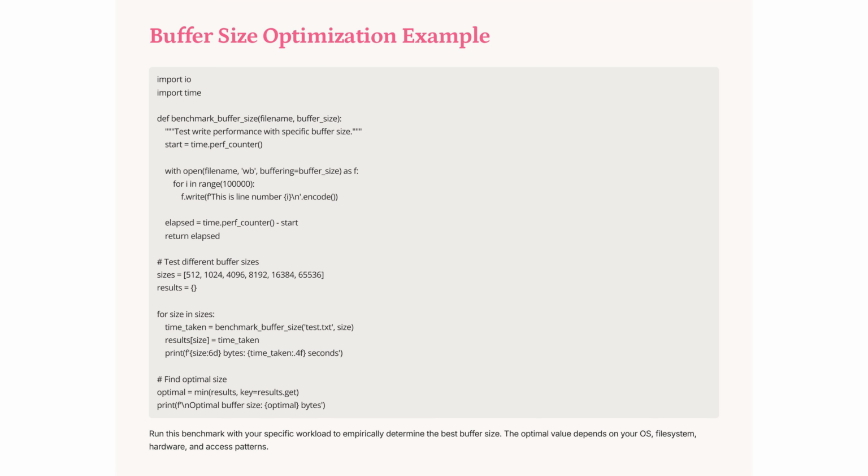To optimize buffer size, use a benchmark script to test various sizes, like 512 to 65536 bytes. Measure write performance by timing how long it takes to write 100,000 lines. The optimal buffer size minimizes time, influenced by operating system, file system, and hardware. This empirical approach ensures efficient data handling tailored to your specific workload.